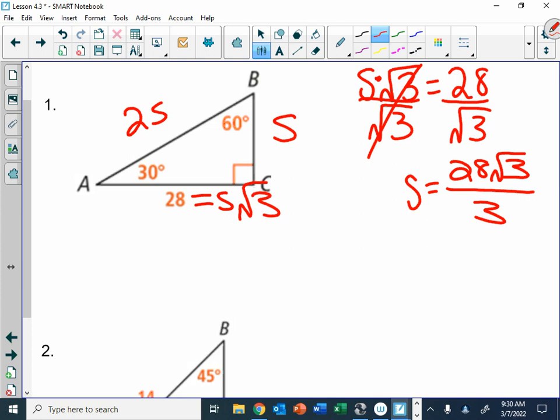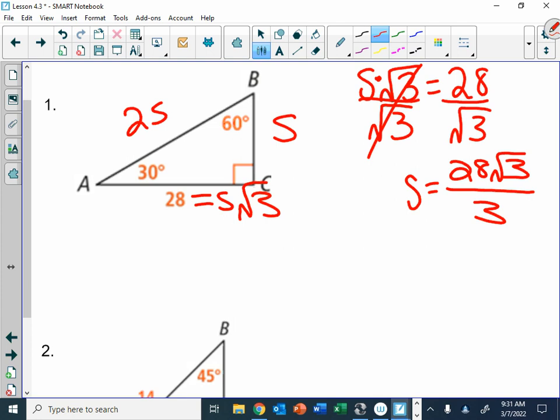Alright, what's happening here is a process called rationalizing. You'll learn more about that in Algebra 2. But essentially, you can't have a square root in the denominator. So it's doing this process to get it out of the denominator, but we're just going to use our calculator. How do you do it in the calculator? 28 divided by the square root of 3.